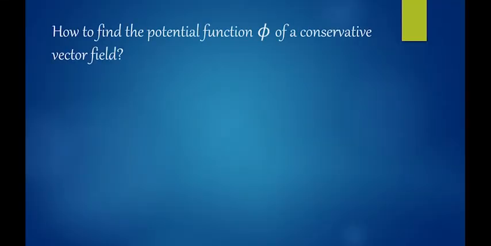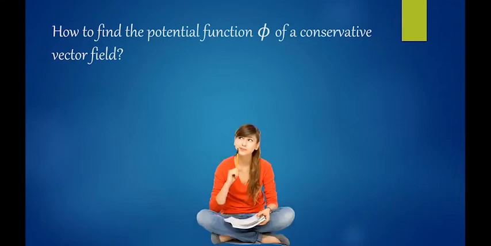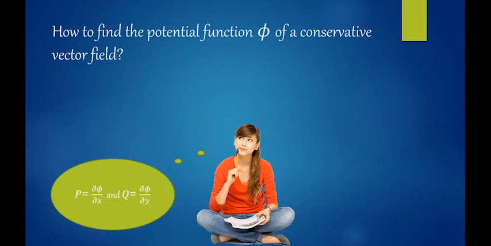So in this lecture, once we know that the given vector field is conservative, the next question which comes to our mind is how can we find the potential function of that particular vector field? How do we do that? We know if the field is conservative, F will be equal to grad phi. So first we equate F equal to grad phi. If F is Pi plus Qj, then P is equal to ∂phi/∂x and Q is equal to ∂phi/∂y.